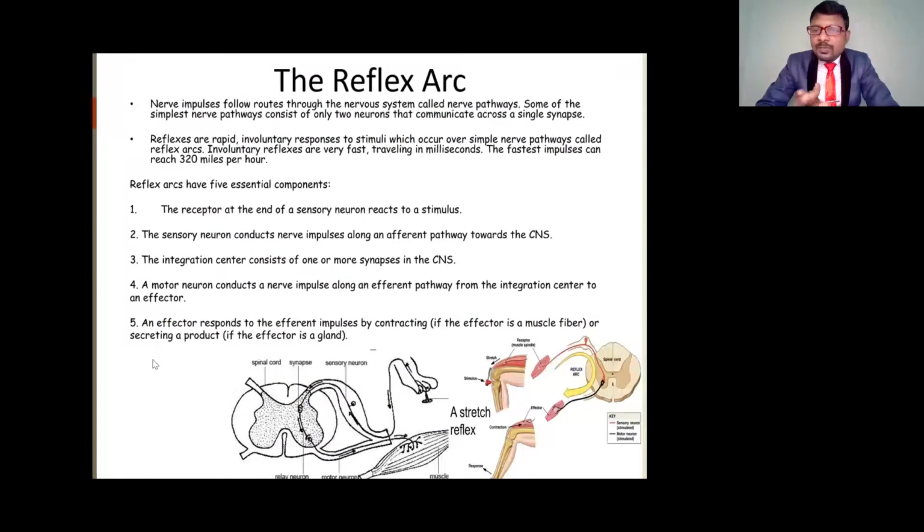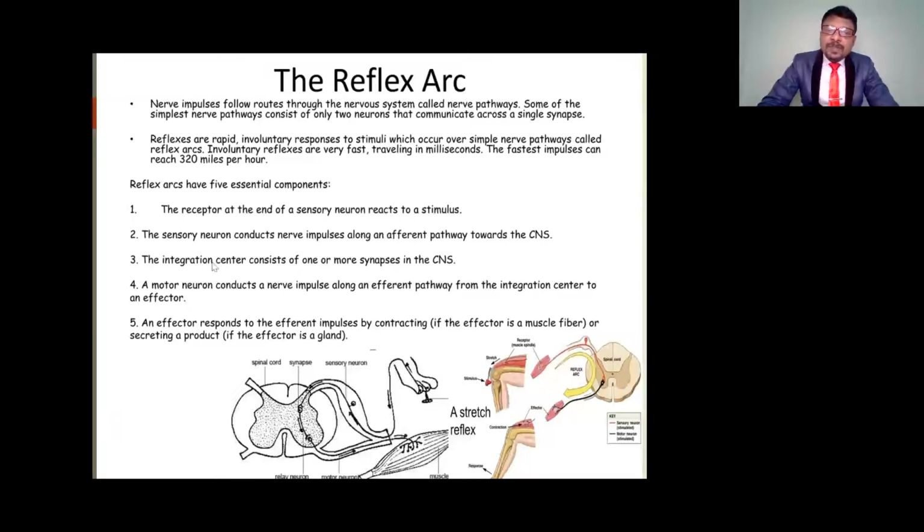So just now we discussed what a reflex arc is. The five components make up the reflex arc. Here we have to discuss slightly the physiology of the reflex. The nerve impulse follows a route through the nervous system called the nerve pathway. If anybody steps on a sharp object, automatically the signals pass to the spinal cord. That pathway, how the impulses pass from the periphery to the center through the sensory neuron, and from the center how the response comes to the effector organ, the muscle, is all called the nerve pathway.